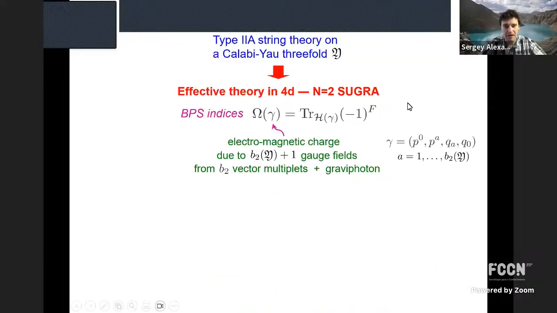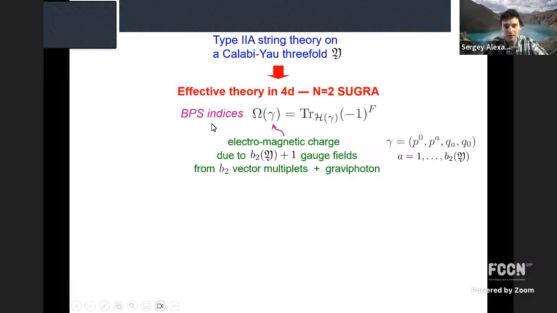But first, let me start by explaining the general setup which we considered and posing the problem which we tried to solve. So let's consider type IIA string theory on a Calabi-Yau threefold. And then, of course, in 4 dimensions, we get an effective theory, which is given by N=2 supergravity coupled to some number of vector and hypermultiplets.